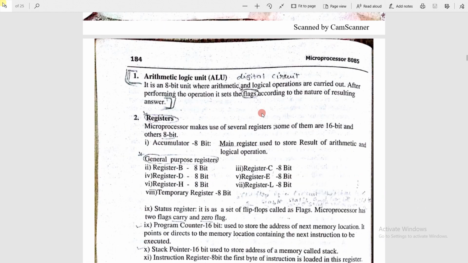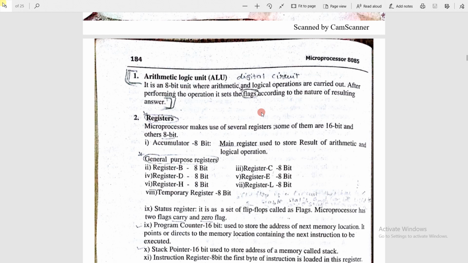Arithmetic logic unit. It is a digital circuit. It is an 8-bit unit. That means at a time it deals with 8-bit data, where arithmetic and logical operations are carried out. Arithmetic means addition, subtraction, multiplication. Logical operations like logical AND, OR, XOR. After performing the operation, it sets the flags according to the nature of the result. We will be learning about flag register.